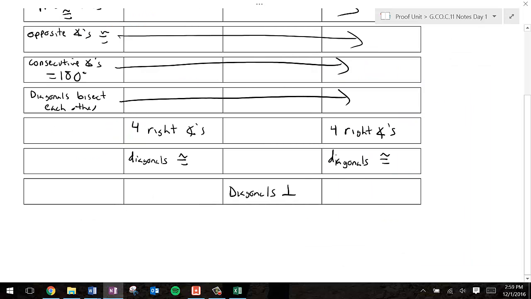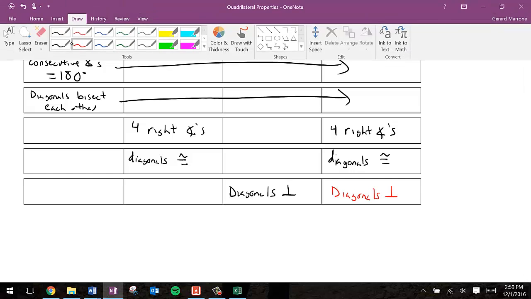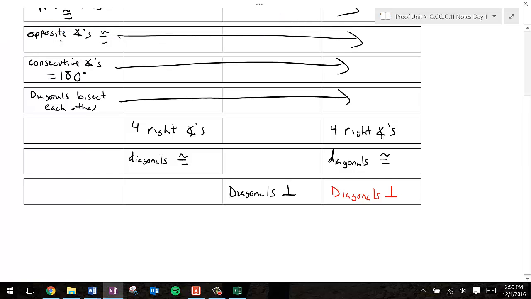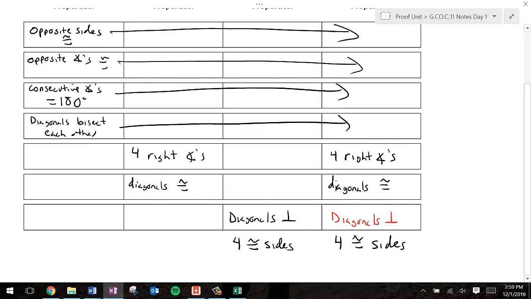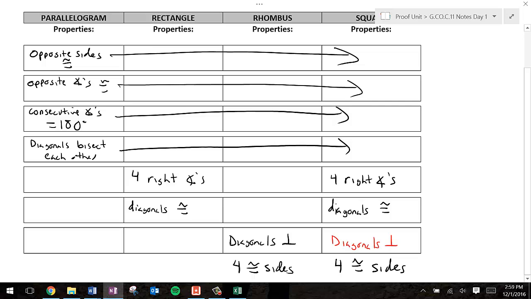Okay, so that's one. And that will also be true about our square, since the square is also just a rhombus. And then there's one other one that we have to add in. With a rhombus, we said that it has 4 congruent sides. And that will be true of our square as well. So as you can tell, there's a lot of stuff that goes on with these figures. A lot of things that we can use to our advantage.